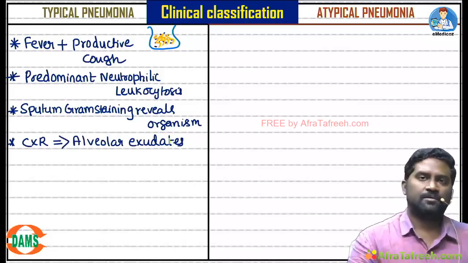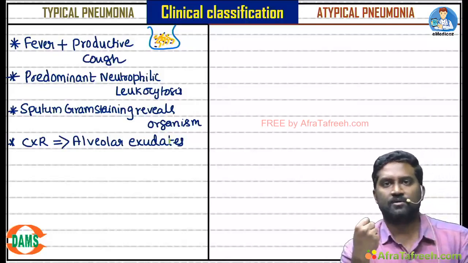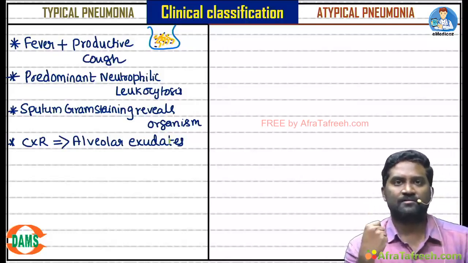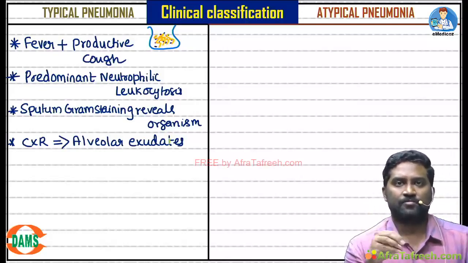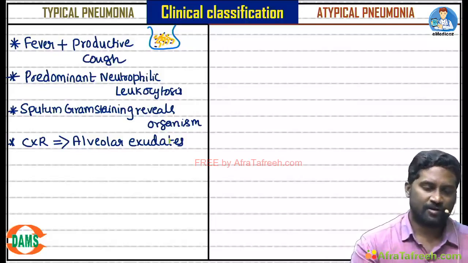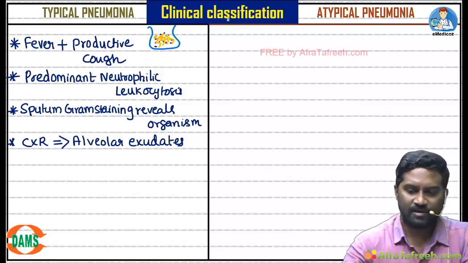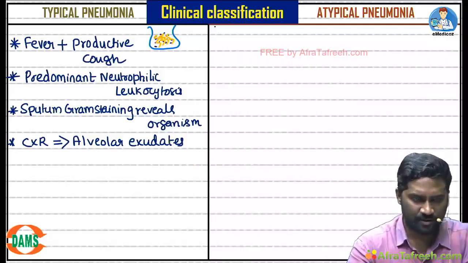Patient will come to me with a fever and productive cough. In his blood, neutrophils will be elevated. His sputum will show organisms. Chest X-ray will show alveolar exudates. Now coming to atypical pneumonia. Let us see the unusual pneumonia.